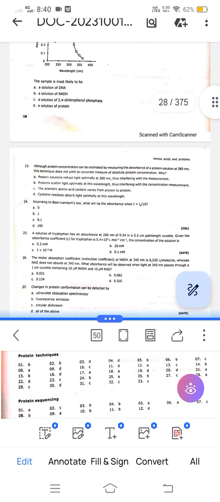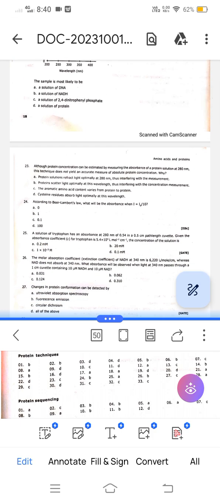And although protein concentrations can be estimated by measuring the absorbance of a protein solution at 280 nm, this technique does not yield an accurate measure of absolute protein concentration. Why? 23. Correct answer is C. That means the aromatic amino acid content varies from protein to protein.